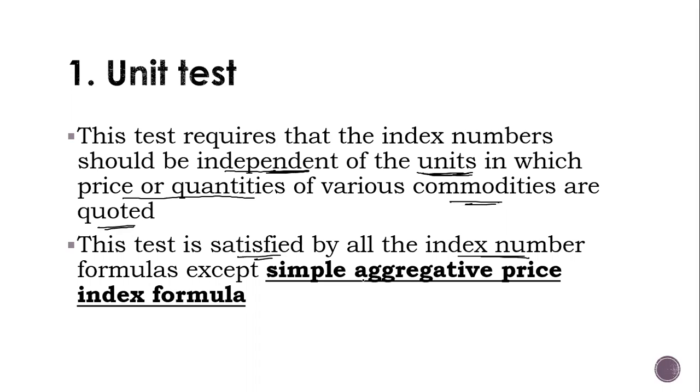Okay, so they will ask you in the exam also, the unit test is satisfied except which formula? So what is the answer? Simple aggregative price index formula. So if they ask you about the unit test, you should know this much. What is the unit test? The test requires that the index number should be independent of the units. Each commodity gets equal importance. They should be independent both for their prices as well as for the commodities for which they are quoted or known. That is called the unit test.